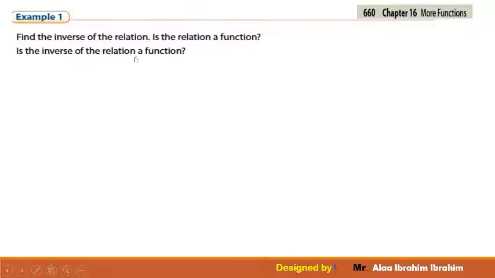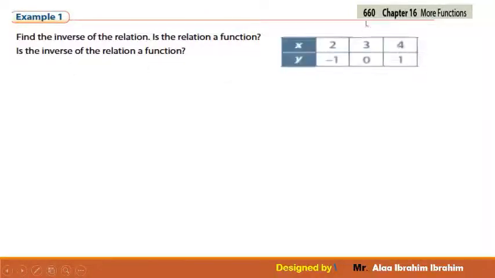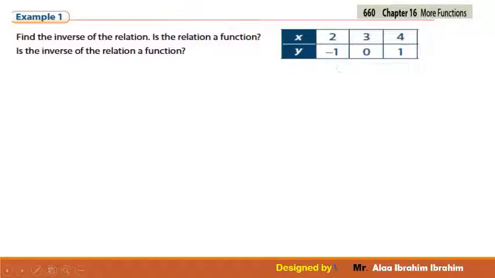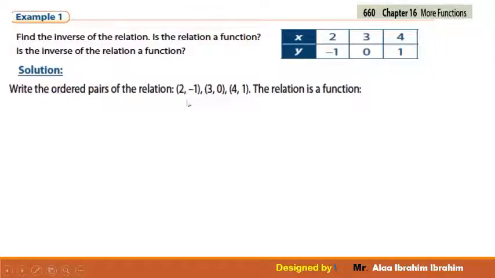Let's see this, page 660. This is my example: 2, -1, 3, 0, 4, 1. So this is my first ordered pair. So we can write it as 4, 2, -1, 3, 0, 4, 1. So this is my relation. This relation is a function because the values of x are different, like in the introduction. Now we're going to make the inverse.